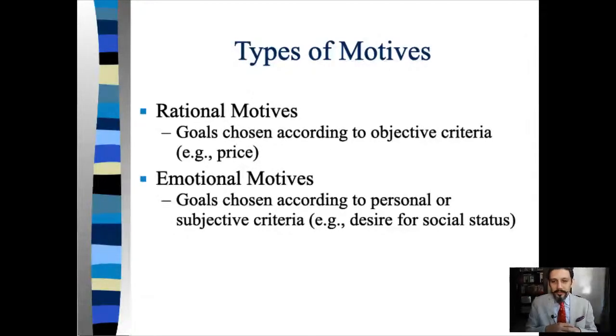So the types of motives include rational motives and emotional motives. Rational motives are more according to objective criteria. So you're comparing two mobile phones. And if you're purchasing the phone based on the rational motive, you'll be looking at which one's got a better camera, which one's got more RAM. But emotional motives are goals that are chosen according to our personal or subjective criteria. Things like desire for social status or brand image, etc., will come under emotional motives. So if you choose a mobile phone not on the basis of the RAM, memory, and the camera, and things of that sort, but based on the brand, because that particular brand is one that is used mostly by your friends, by your colleagues, then you're going for an emotional motive as opposed to the rational motive.